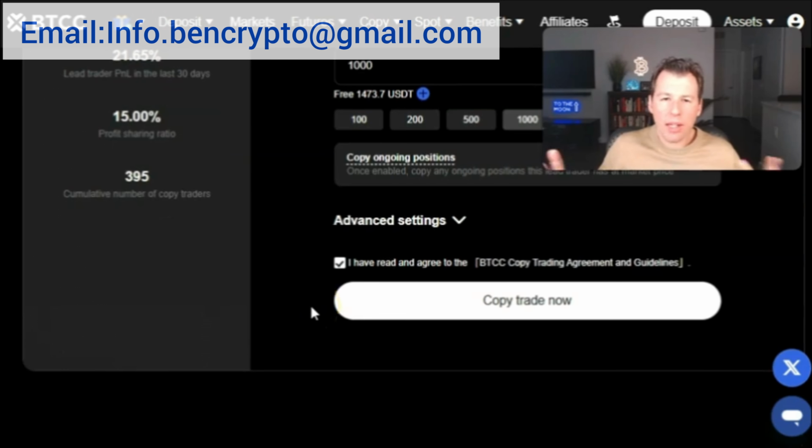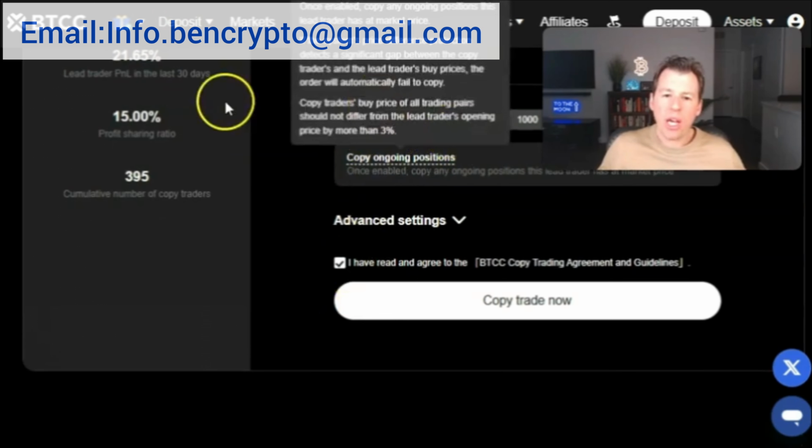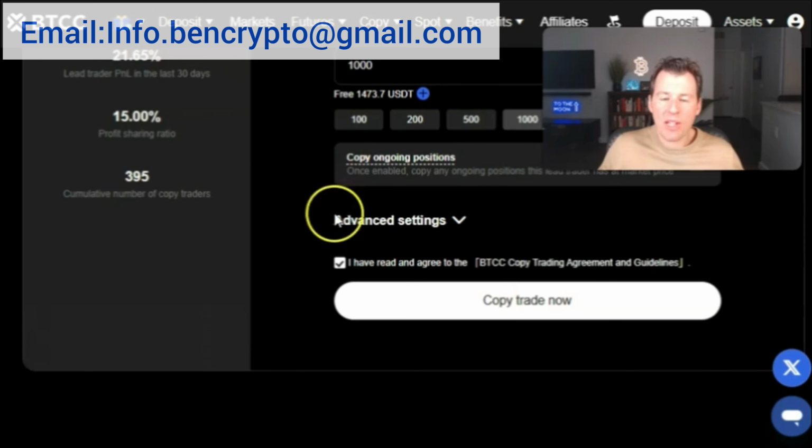What other buttons and tabs do we need to look at and decide on? Copy ongoing positions. What this means, I have it toggled on.